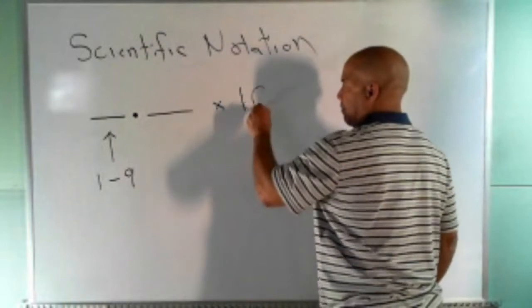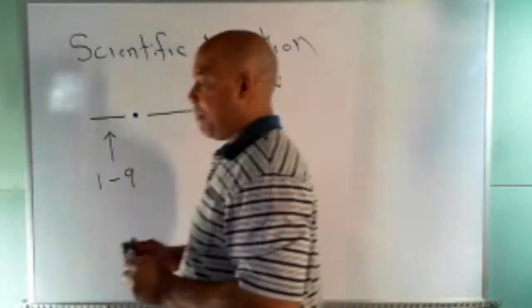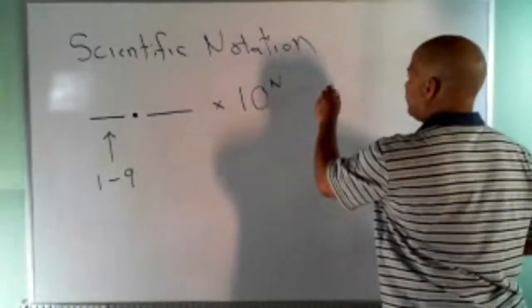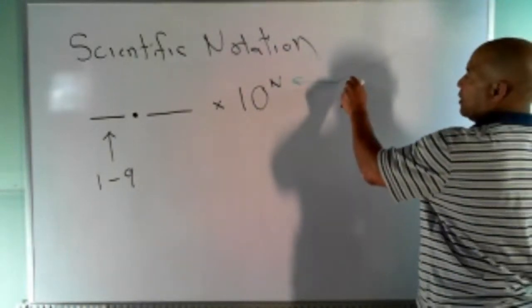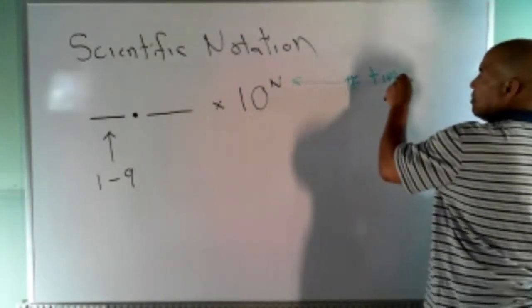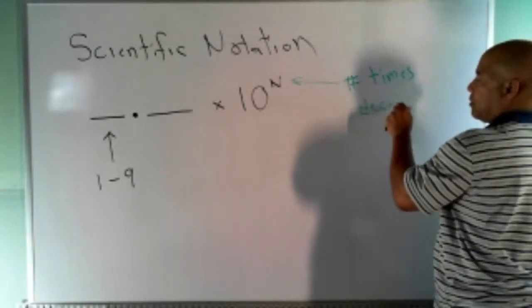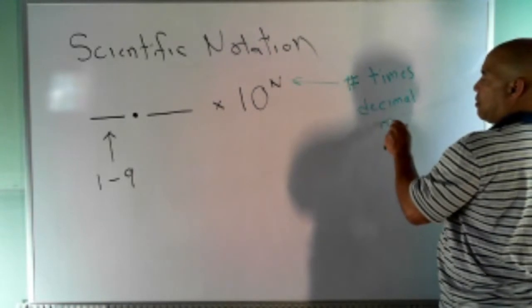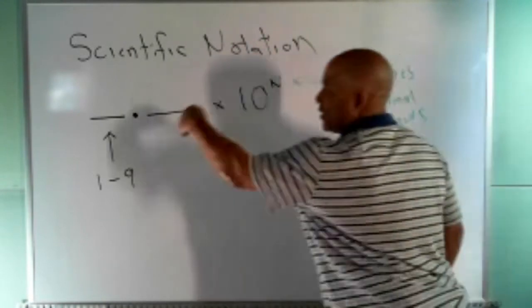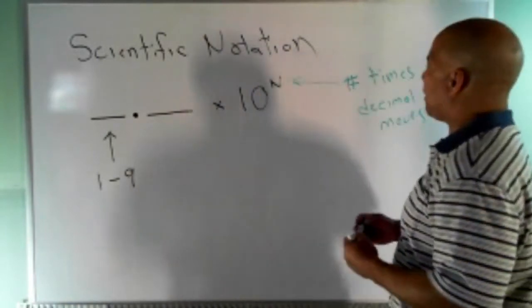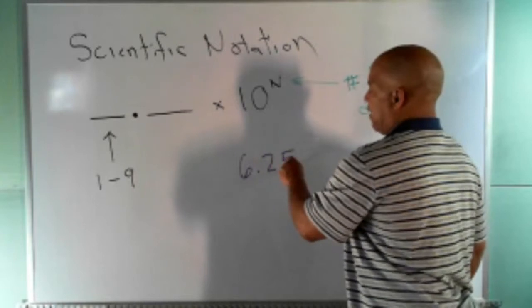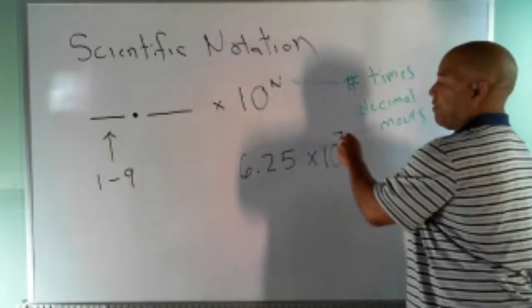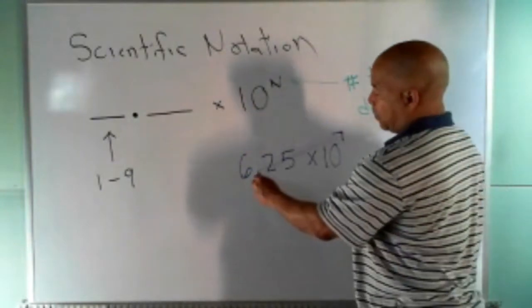Times 10 to some power, and what that power tells you, the exponent, is this: you're going to start with a decimal number, and the exponent is going to tell you the number of times the decimal moves to get it into this form right here. And so you've probably seen numbers written this way before, even if you're not aware of scientific notation. You might have seen something like 6.25 times 10 to the 7. That's scientific notation. Notice that I have a decimal point.